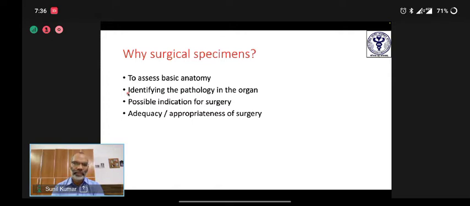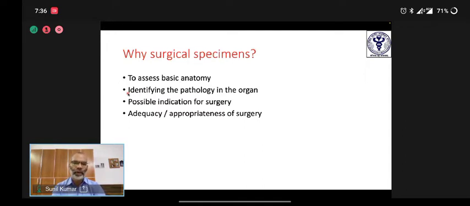The examiner's team wants to assess your basic anatomy. First of all, whether you are able to identify the organ itself or not. Yes, I can understand that sometimes there may be confusion, but that is the basic you expect from a candidate, that you can identify the organ as well as the part of the organ, and then identify the pathology in the organ. What is abnormal? Why has that surgical intervention been done? So that brings you to the possible indication for surgery.